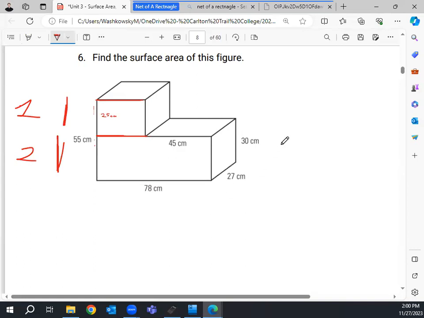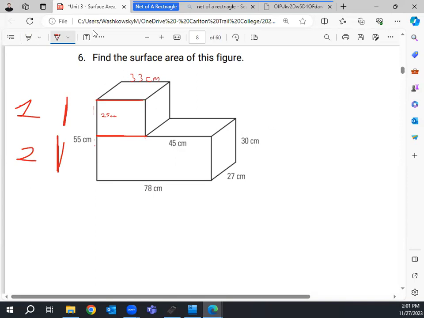78 minus 45. Absolutely right. That's perfect. The whole bottom line here is 78. I know this part of that line is 45, and then I'm just going to be left with what I want. So 78 minus 45 will give me 33. That is perfect.